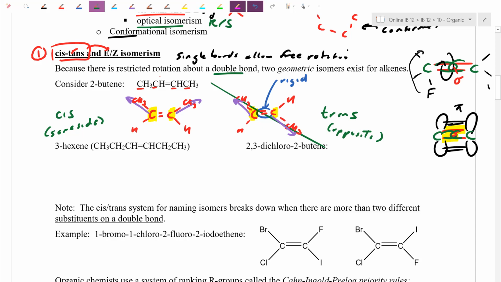Oh yeah, both of them are holding a methyl group. If they're on the same side, cis. If they're on opposite sides, trans. Let's look at another example here.